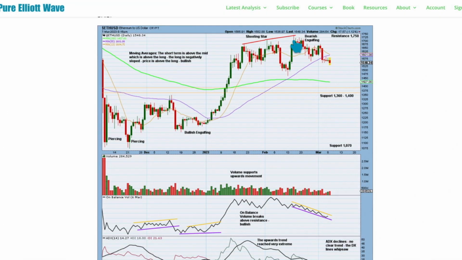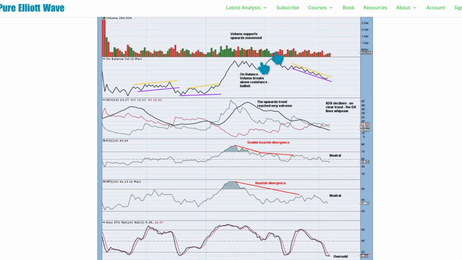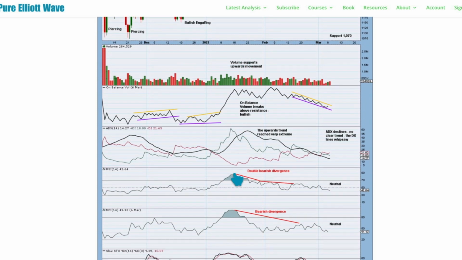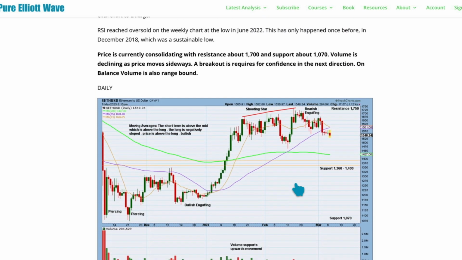On the daily chart, we can see the end of the upward swing within that larger consolidation at this high here. ADX here tells us the upward trend is very extreme, and then RSI reaches overbought and then exhibits double bearish divergence with price. Given an extreme upward trend, RSI overbought, double bearish divergence, and the existence of a couple of bearish candlestick patterns, it looks like we're probably going to see a continuation of downward movement from here.